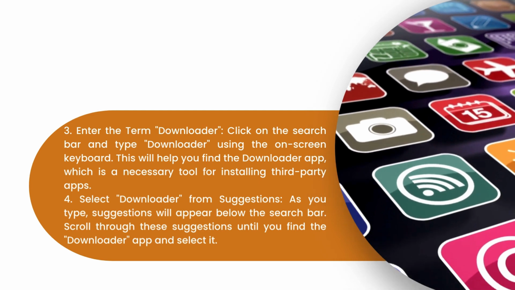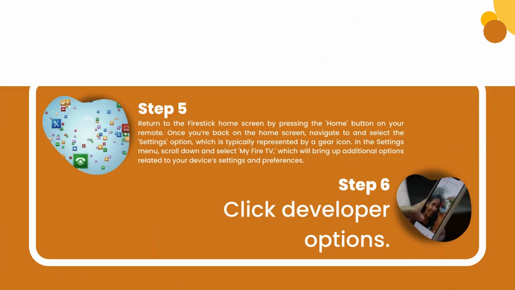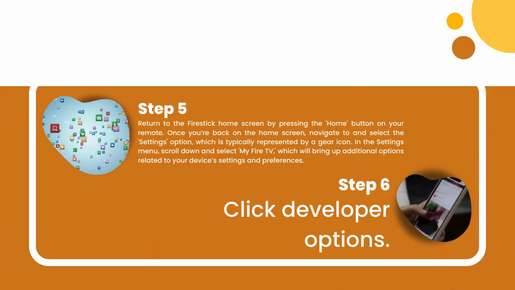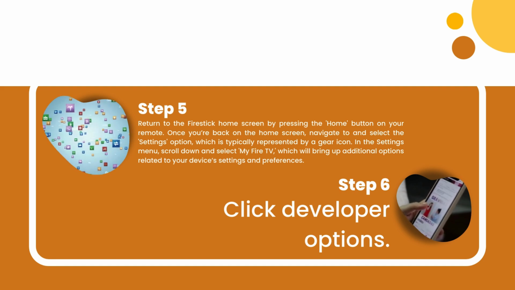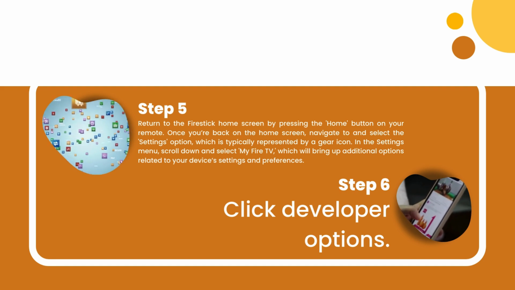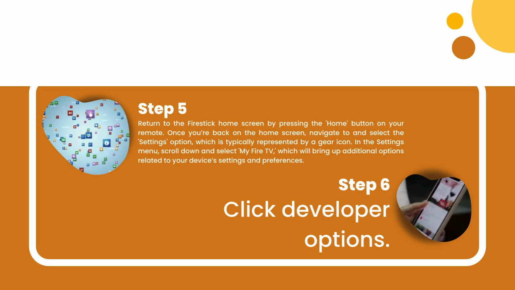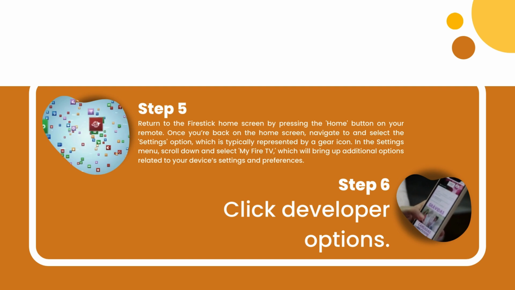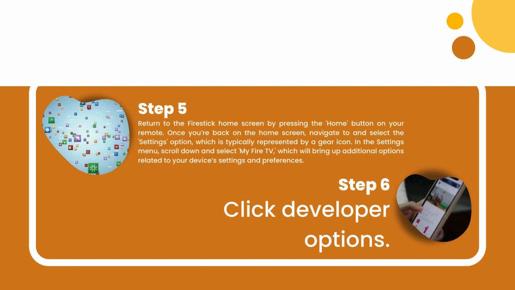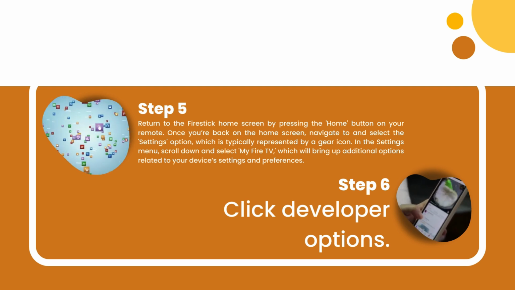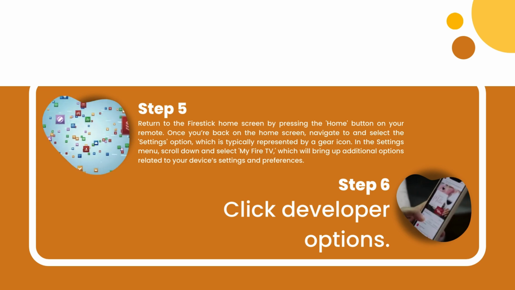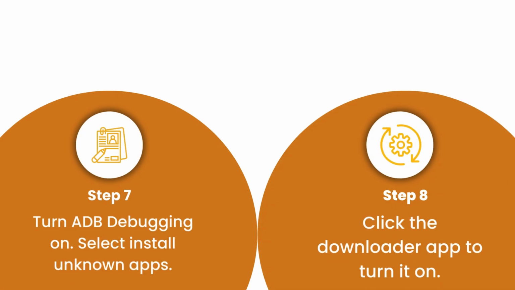Number 5, return to the Firestick home screen by pressing the home button on your remote. Once you are back on the home screen, navigate to and select the settings option, which is typically represented by a gear icon. In the settings menu, scroll down and select My Fire TV, which will bring up additional options related to your device settings and preferences. Number 6, click Developer Options. Number 7, turn ADB debugging on. Select Install Unknown Apps. Number 8, click the Downloader app to turn it on.